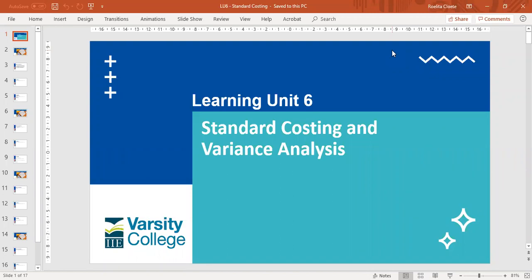In this session, we will be introducing standard costing. So we're busy with Learning Unit 6, Standard Costing and Variance Analysis, and you can refer to chapters 17 and 18 in the Drury textbook. So there's various learning outcomes in this learning unit, split into a few themes.